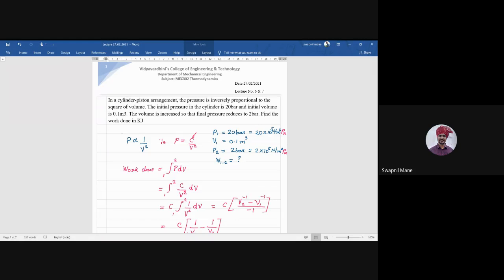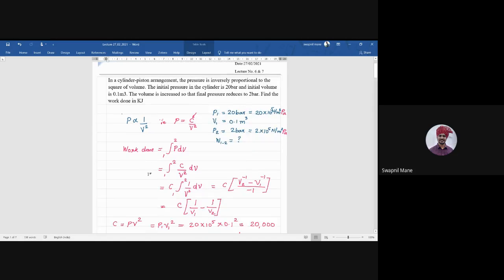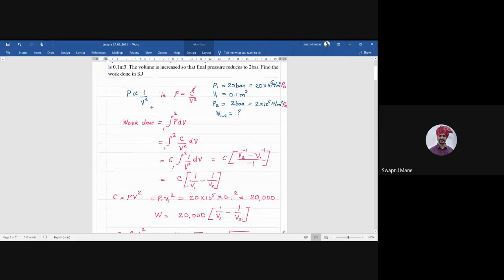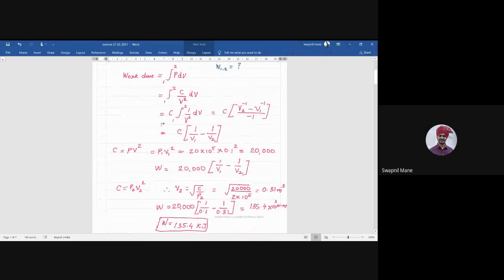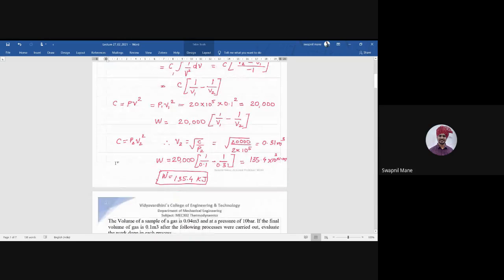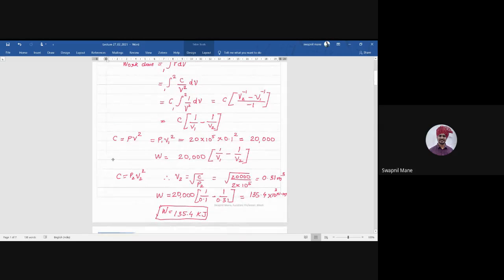Then by work done, we know work done is given by integral of P dV. So we know the relation between P and V, so we calculated this. Any doubt in this question for anyone?